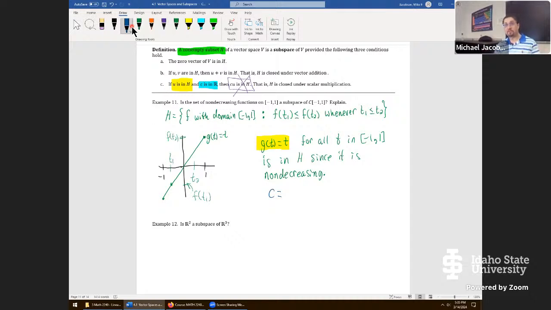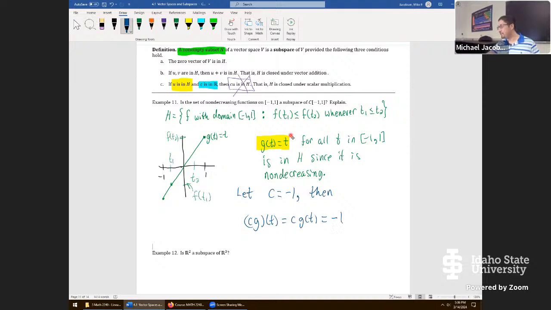-1. Exactly. -1 would do the job, because if you throw in a -1 right here, we can say, let's make this a sentence. Let C equal -1, then C times g at a value t is going to turn into C times g of t. But C is now -1, so this is negative. The function g of t is defined to be t, so negative t.